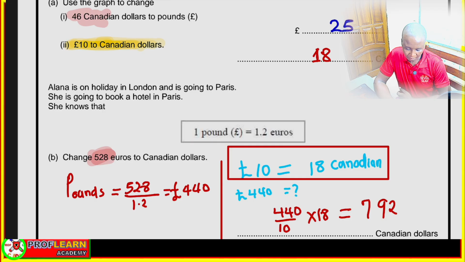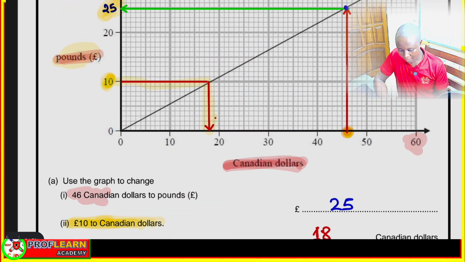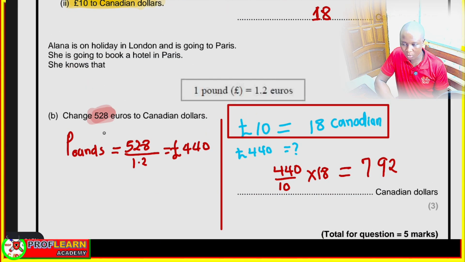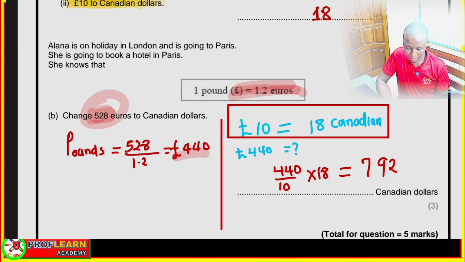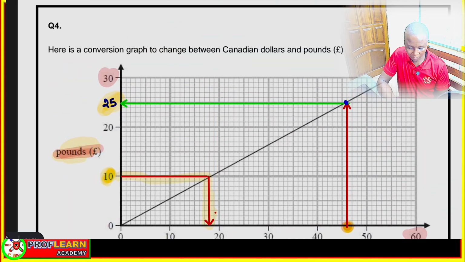from the graph directly. So first thing I did, because the graph was pounds and Canadian dollars, meaning we cannot use euros. So I converted these euros to pounds by dividing, because we are told 1 pound is equal to 1.2 euros from this point here. So with that, I decided to convert these values that we have here by dividing by 1.2, and I got my answer being equivalent to what? 440. So we cannot read 440 pounds because I want to convert. We cannot read 440 from here.